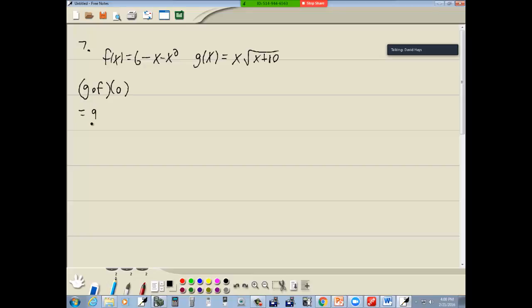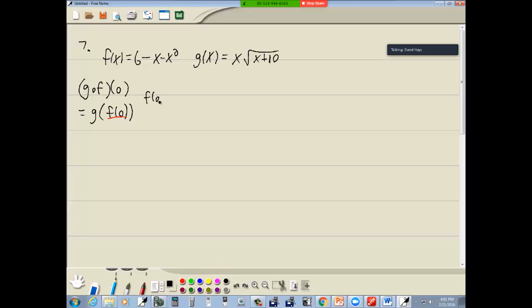What this means is g of f of 0. This is a composition symbol. This actually is a composition of g and f. But you can think of this as g of f. That's an easy way to remember how to rewrite it. Now we're going to start with what's inside here. So we'll find f of 0.